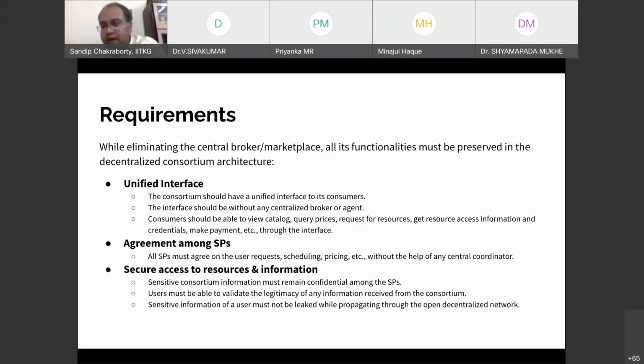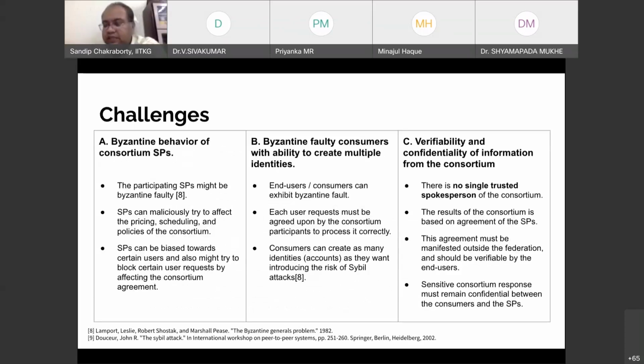Now there can be multiple different challenges. First of all, the service providers can show Byzantine or malicious behaviors. The consumers and the customers can also show malicious behaviors. And the third problem is that because we do not have a single trusted spokesperson, how can I ensure the verifiability and confidentiality of the information that is being transferred from the platform to the user?